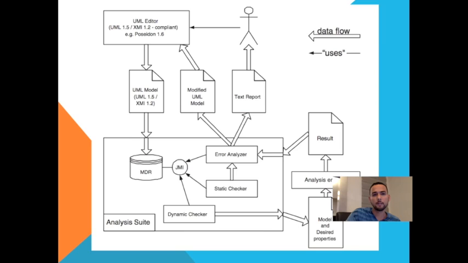The tool accesses the XMI interface generated through an MDR library, in which the static checkers analyze for static requirements, and the dynamic checkers analyze for dynamic requirements. The error analyzer takes information from the static and the dynamic checkers and produces a text report for the developers in which they look for errors and possibly correct them.